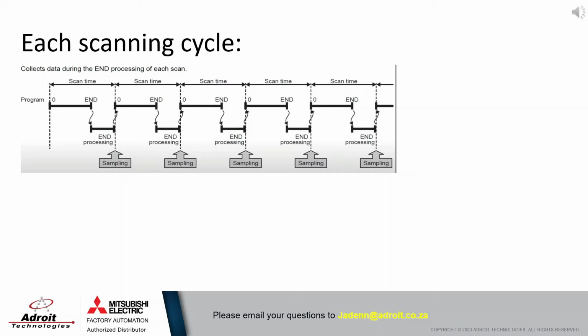Time specification. This is a specific time interval. The shortest time that you can do is 10 milliseconds, and it goes up to once a minute or even once an hour, but it depends on the application and depending on how quickly you want to log your data, so it's ultimately your decision at the end of the day.